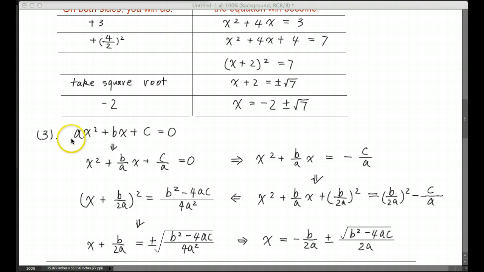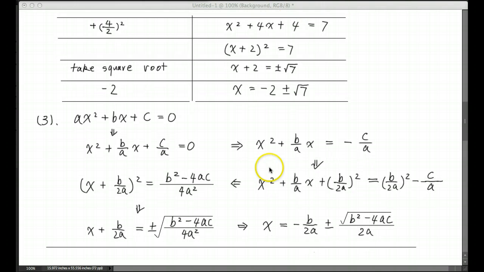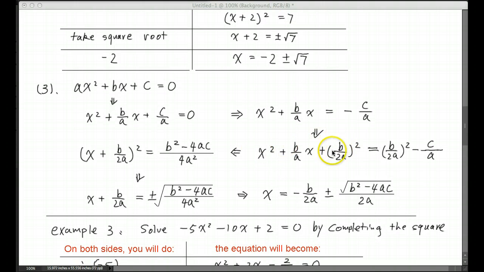Very simple, we just divide by a on both sides of the equation. Each term on the left side has to be divided by a. So when you divide by a, the a is gone. Here it becomes b over a, here it becomes c over a, and equals 0 divided by a, which of course is still 0. Then very similarly, we move the c over a to the other side, and then we add half of this. Now be careful, b over a divided by 2 equals b over 2a. And then we square it. Don't forget, half of this, then square.